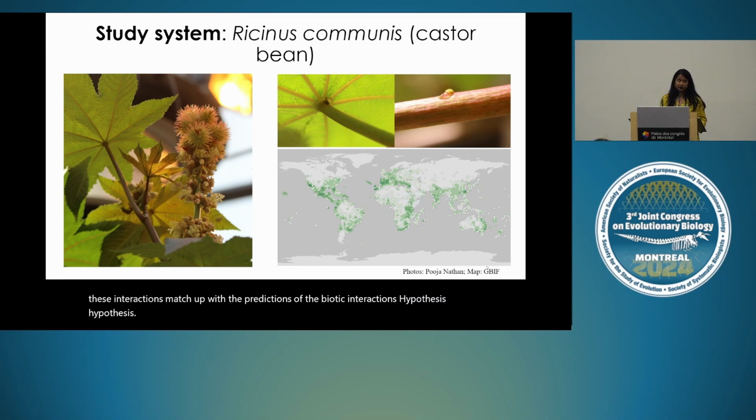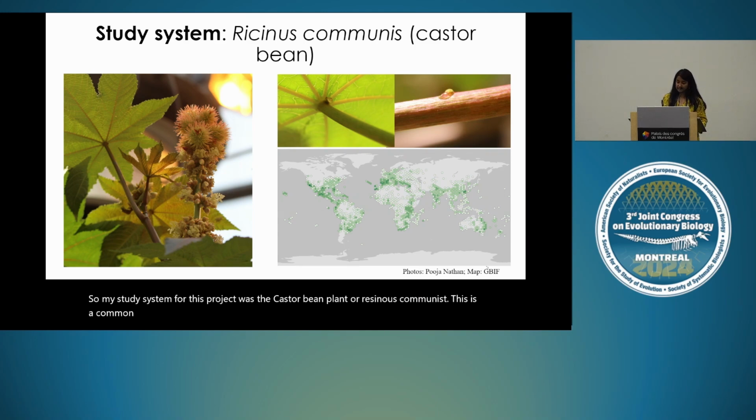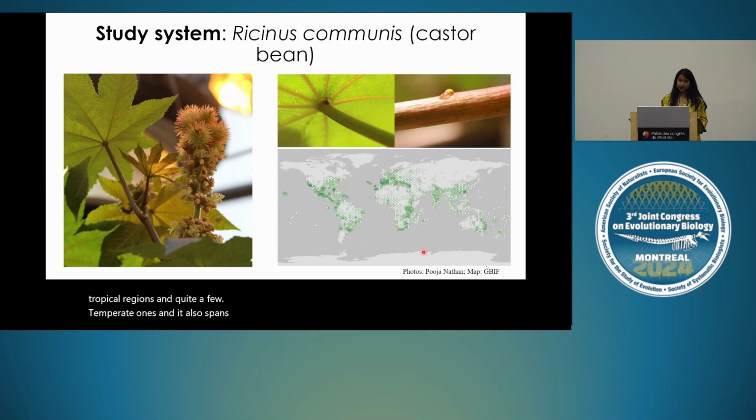So my study system for this project was the castor bean plant, or Ricinus communis. This is a common species in India, and I chose this species because it produces different kinds of extrafloral nectaries in different parts. As you can see here, this is under the leaf, on the stem, and this is the GBIF distribution map of this species. As you can see, it occurs in most tropical regions and quite a few temperate ones. It also spans these large latitudinal ranges, making it a good study system to study latitudinal variation in mutualism.